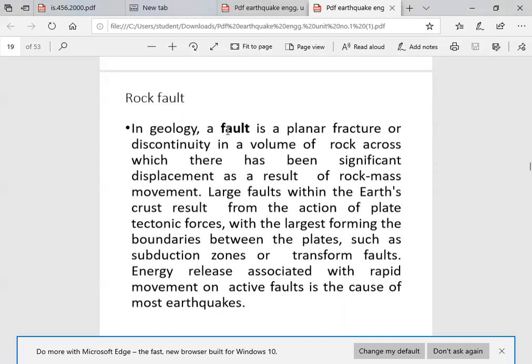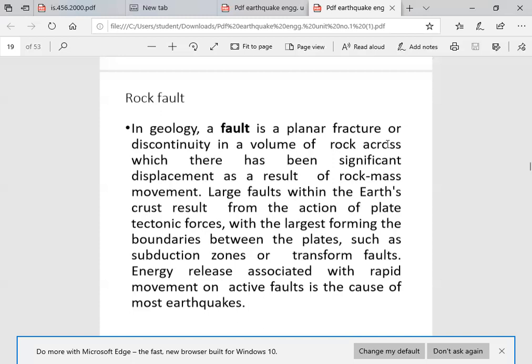In geology, a fault is a planar structure or a discontinuity in a volume of rock across which there has been significant displacement as a result of rock mass movement. Large faults within the earth's crust result from the action of plate tectonic forces, with the largest forming the boundaries between the plates, such as subduction zones or transform faults.